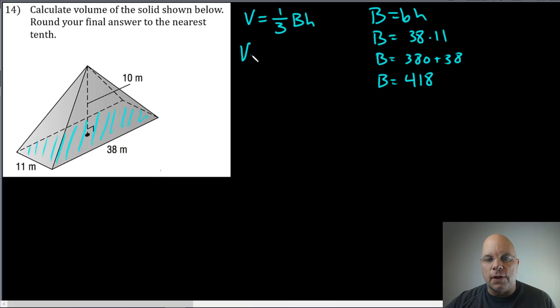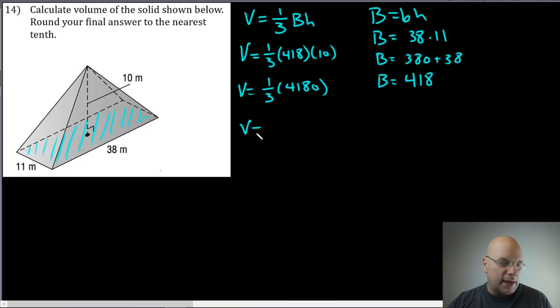So I can substitute into this volume formula. Now we have 1/3 of 418 multiplied by 10. 418 isn't divisible by 3 because 4 plus 8 is 12, and this extra 1 makes 13. So I'm just going to do 1/3 of this product, 4,180. And on your calculator, you would just do 4,180 divided by 3. You're going to get 1,393.333. The 3's go on forever.